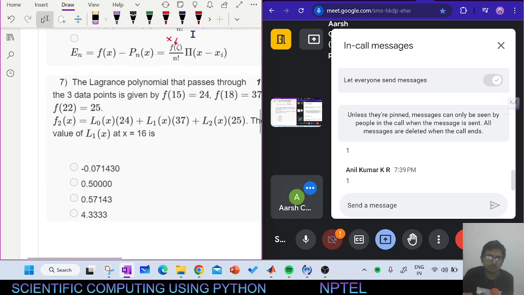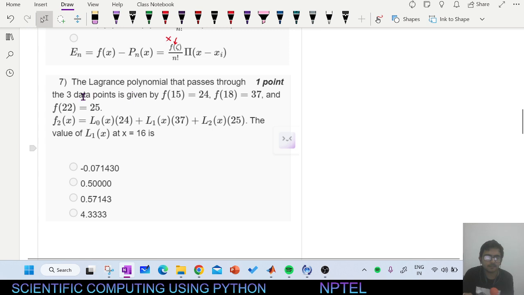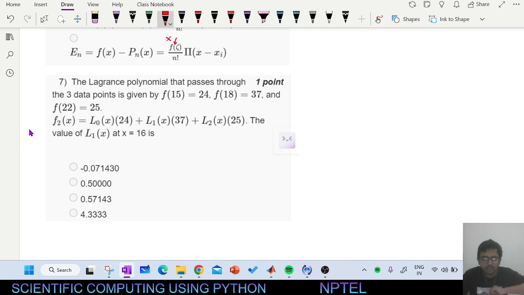Okay, now some time for some labor work. So Lagrange polynomial is given, and if some of you may have already done this on Sunday, if not, then wear your calculative helmet and let's start. So what is given is that at 15 the value is 24. Okay, and at 18 the value is 37, and at 22 the value is 25.